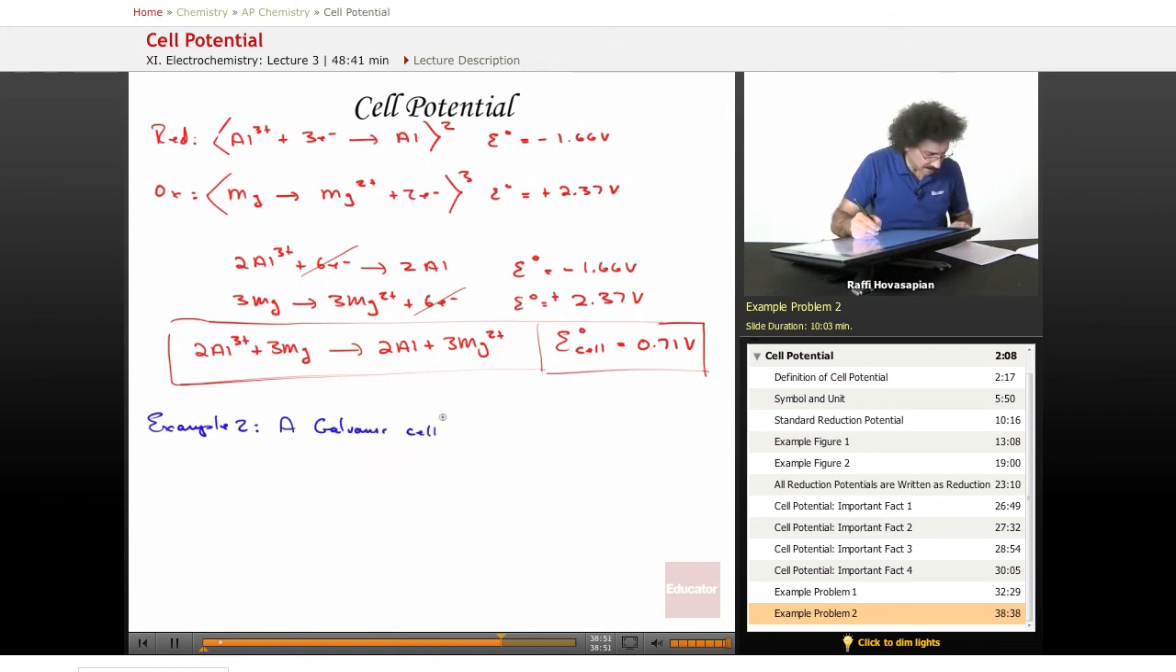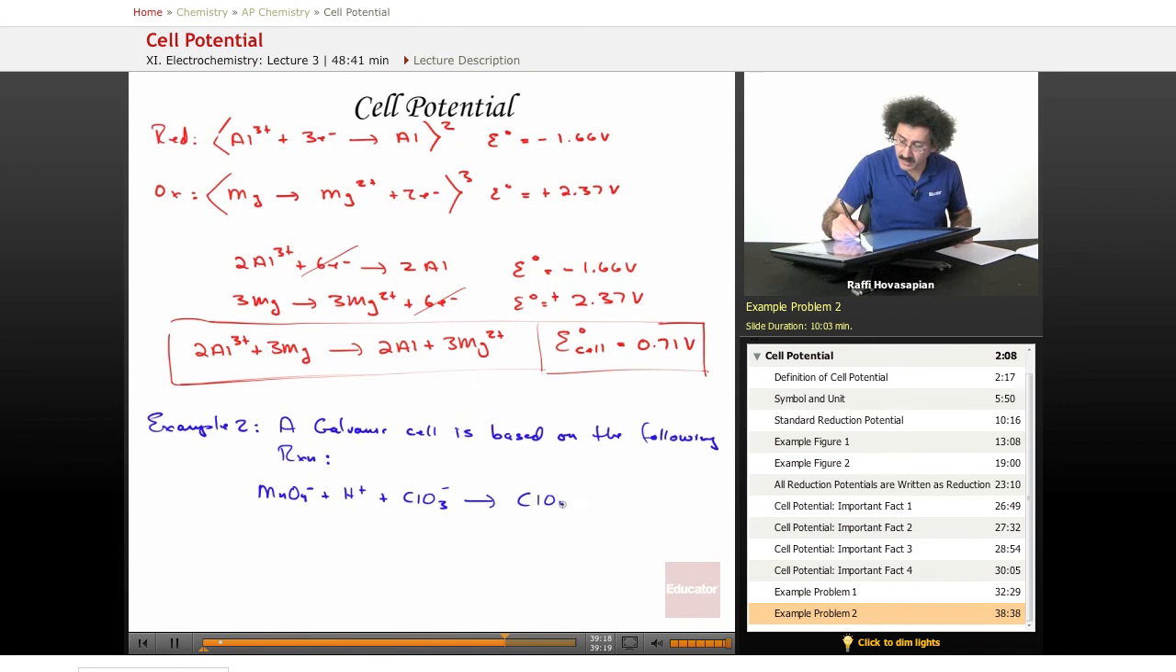A galvanic cell is based on the following reaction: MnO4 minus plus H plus plus ClO3 minus becomes ClO4 minus plus Mn2 plus plus H2O.